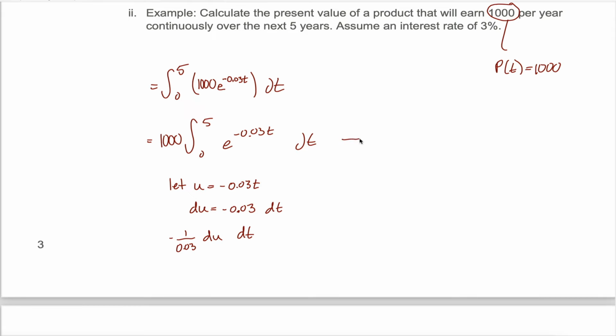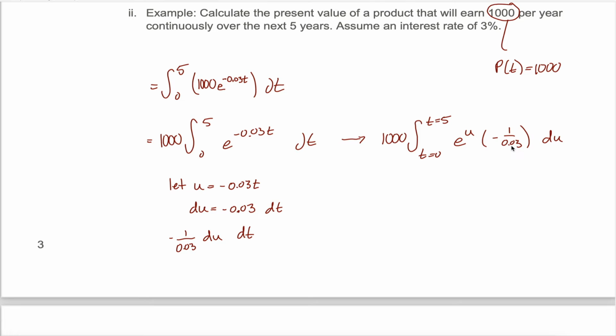With these substitutions, this integral becomes 1,000 times the definite integral from t equals 0 to t equals 5. I want to make note of the fact that the endpoints of this integral are in terms of t because I'm switching my variables from t's into u's. In the integrand, I got e to the negative 0.03t, but negative 0.03t is what I'm now calling u, so I have e to the u power. And then instead of writing dt, I could write negative 1 over 0.03 du.